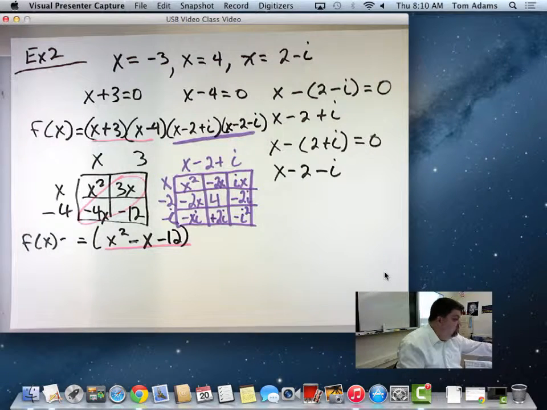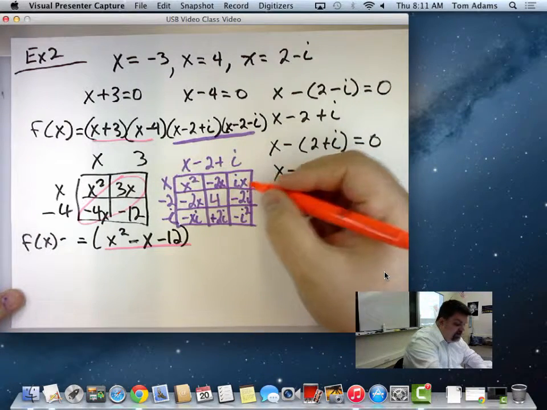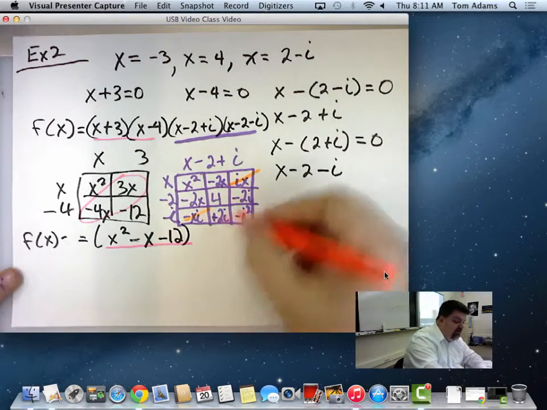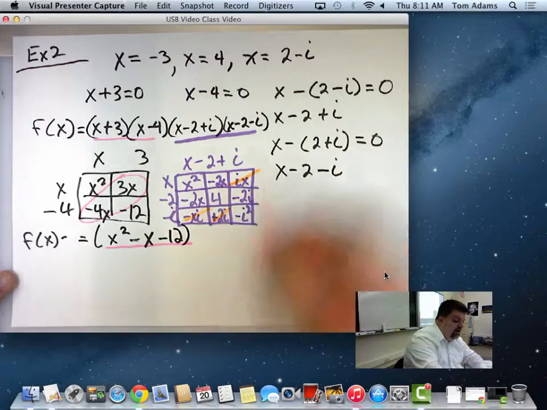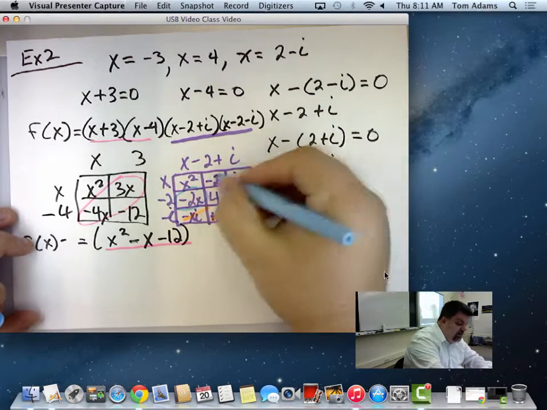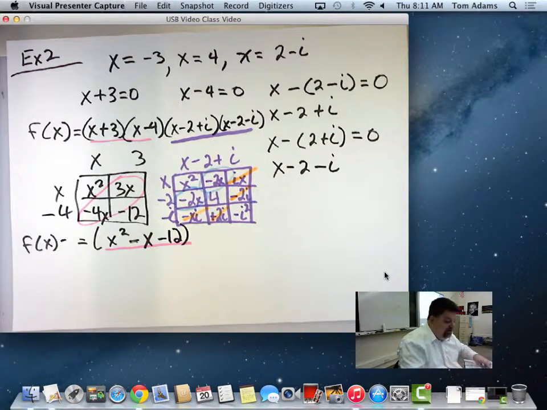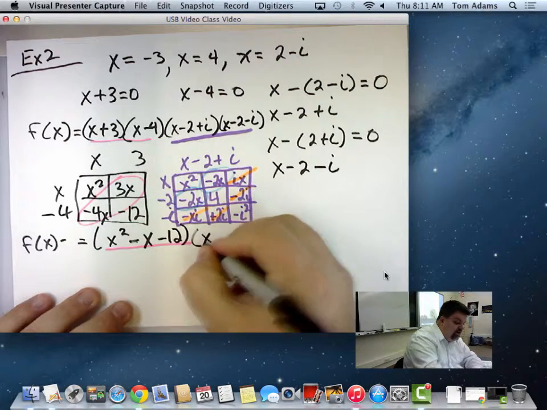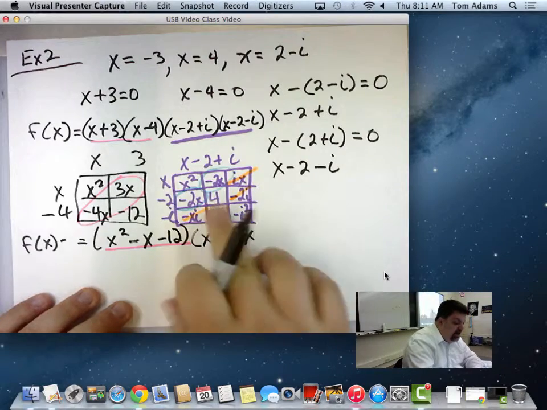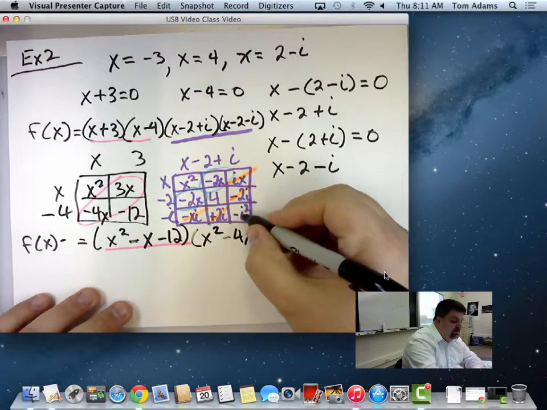But if you guys are playing along at home, you'll see that some things cancel. In other words, my positive ix cancels with the negative xi. And then I have a positive 2i that cancels with the negative 2i. I do have like terms here. I have negative 2x and negative 2x, and I have x squared. So I have x squared minus 4x, and then I have 4 minus i squared.